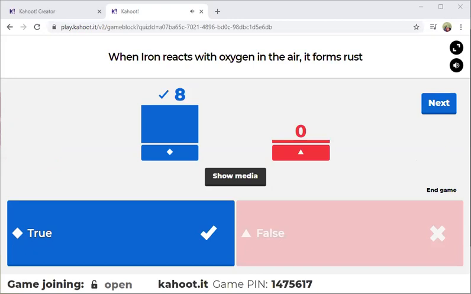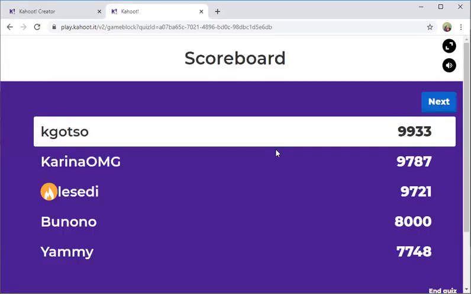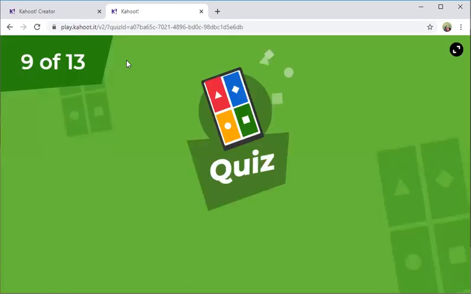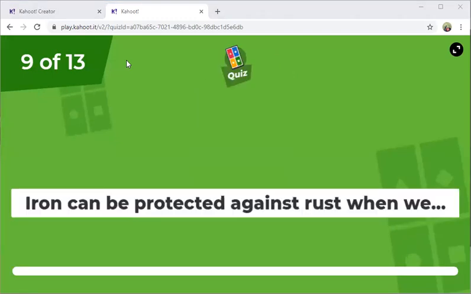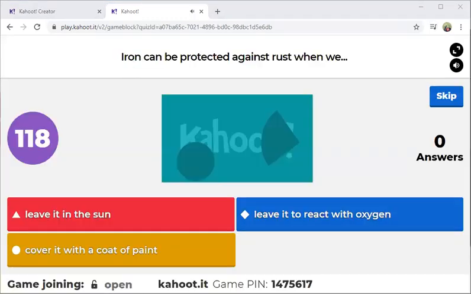Aha, so guys, it is true, and well done to everyone. I see everyone got it correct. Well done. And let's see the scoreboard. Kgotso still in first place, followed by Karina, Lesedi, Bonono, and Yemi. Okay, next question. Iron can be protected against rust when we do what? Leave it in the sun, leave it to react with oxygen, or when we cover it with a coat of paint.